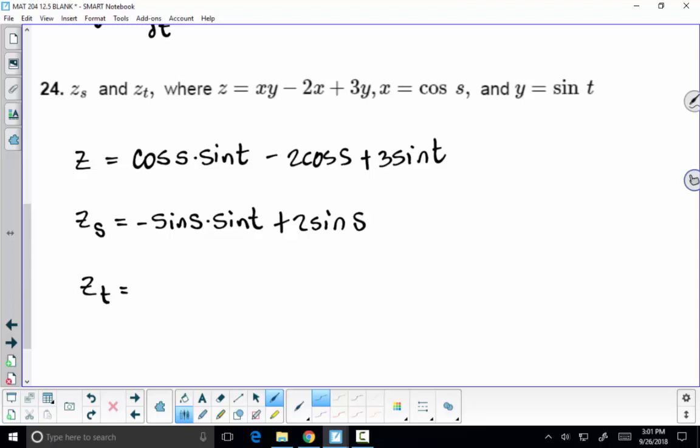All right, so derivative with respect to t, I should say the partial derivative. So partial derivative with respect to t, we're going to get cosine s cosine t, minus, plus cosine t. Yeah, we might want to put some parentheses in there.